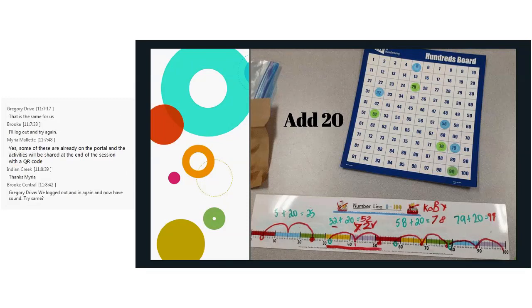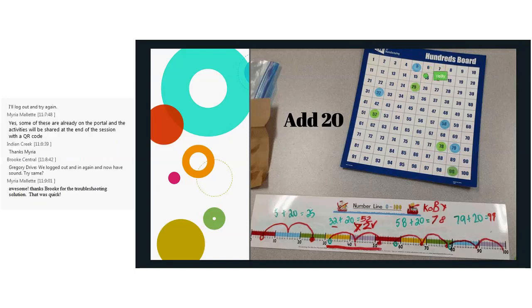as 20, which is 2 jumps of 10. The student sample pictured in this slide shows adding 20. For 5 plus 20, a blue chip was placed on the number 5 on the hundreds chart, and when adding on 20, it shows 25 covered with a green chip. This same question modeled on the number line starts at 5 and with 2 jumps of 10 arrives at 25.